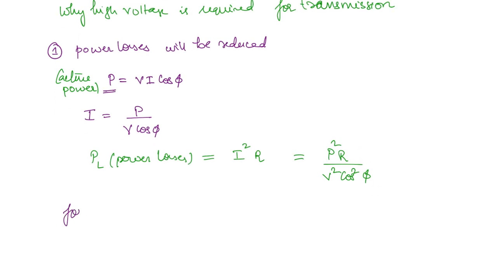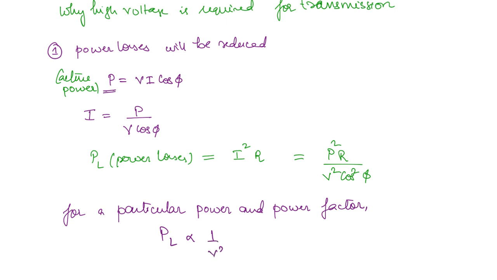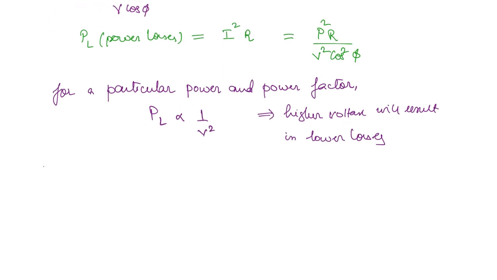So for a particular power and power factor, that is cos phi, the losses are going to depend inversely on the voltage. Okay, so this means that higher voltage will result in lower losses. The next reason is the saving in the volume of conductor.